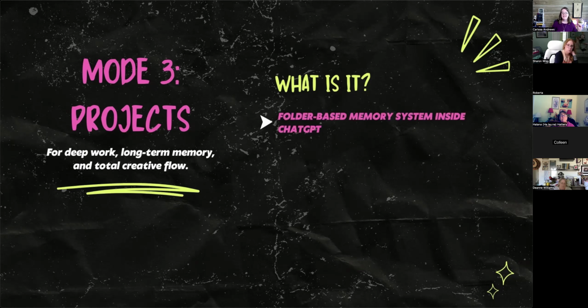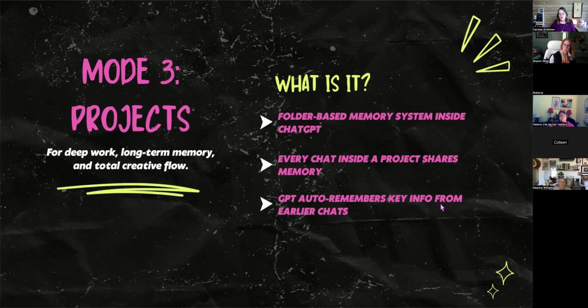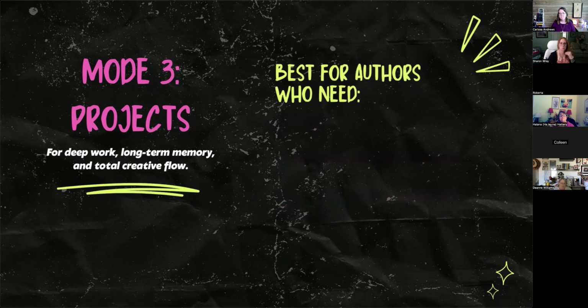So this is a folder-based memory system inside of ChatGPT. Every chat inside the project shares memory. Let's say you did a standard chat and then realize, oh crap, this should have been in my project. You can move it over into the project. It's really awesome that way. Or you can go into the project folder and create new chats from in there. But the GPT auto remembers key information from all those earlier chats. It kind of creates its own little ecosystem right there.